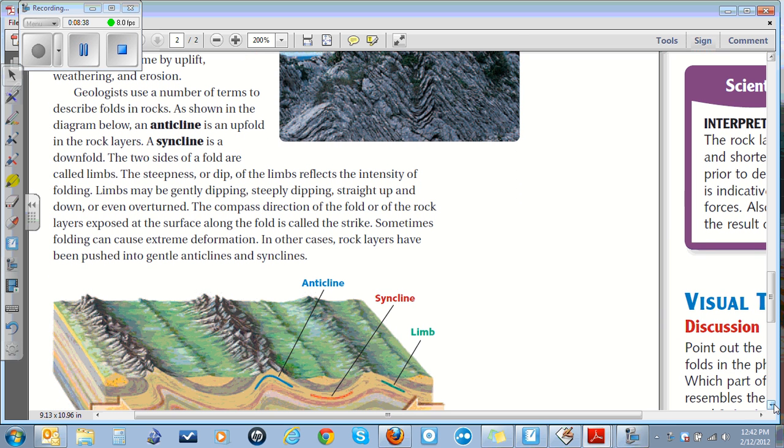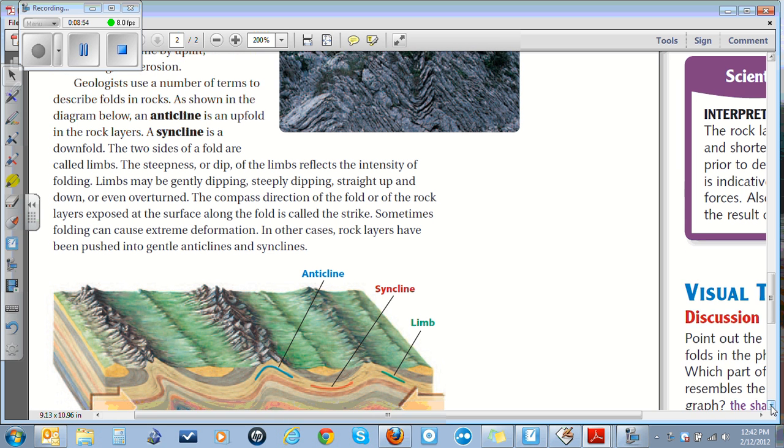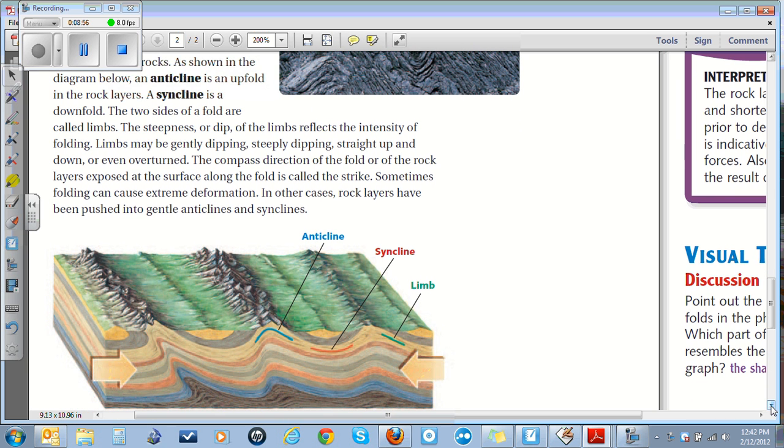A syncline is a downfold. The 2 sides of a fold are called limbs. The steepness or dip of the limbs reflects the intensity of folding. Limbs may be gently dipping, steeply dipping, straight up and down, or even overturned. The compass direction of the fold or of the rock layers exposed at the surface along the fold is called a strike. Sometimes folding can cause extreme deformation.